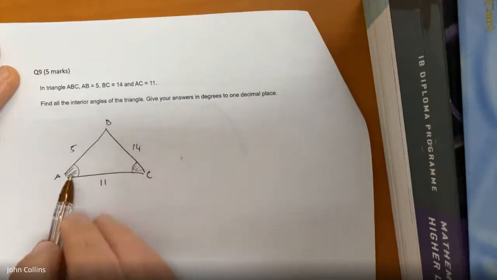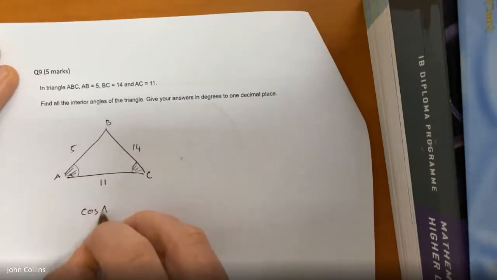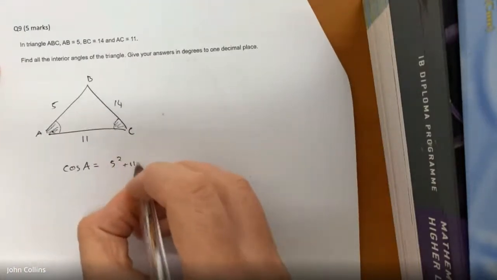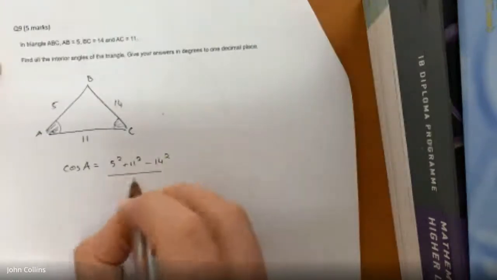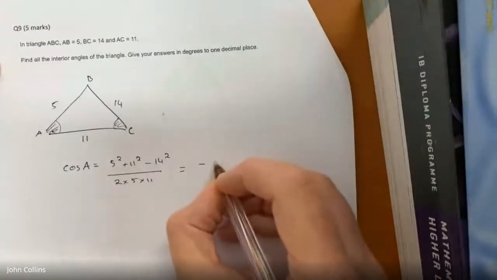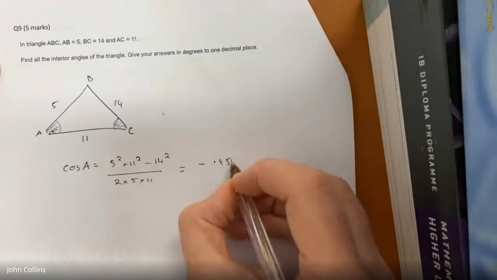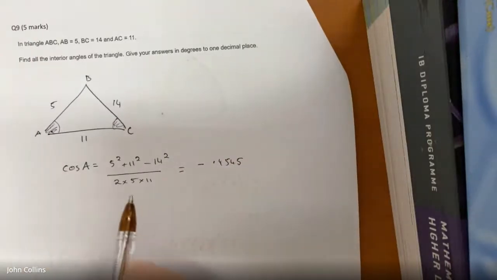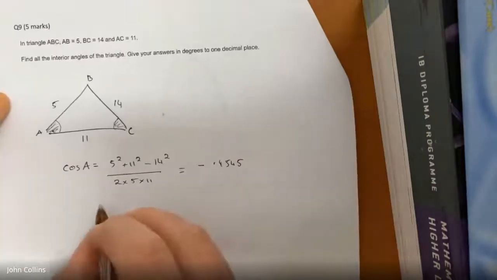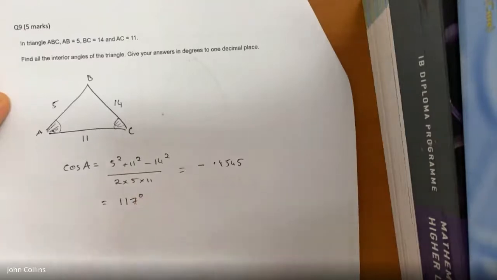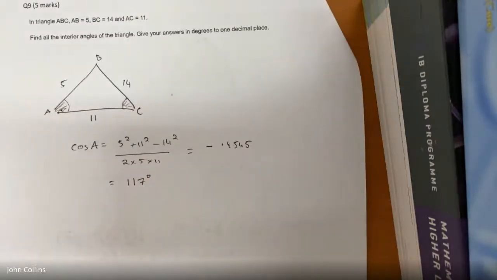All right, so I'll find A first. So cos of A, and this is going to use the cosine rule, but finding the angle. So it's 5 squared plus 11 squared. So you can take this from your formula booklet. All over this minus this. So it's 2 times 5 times 11. I actually think you give it a negative. And that would be expected because I'm expecting it to be close to an obtuse angle, if not an obtuse angle. And it is an obtuse angle. And you just do cos inverse and you get 117 to the nearest degree. Okay, and then once you have that, you can use the sine rule if you want, or you can use the cosine rule again to find the other two.